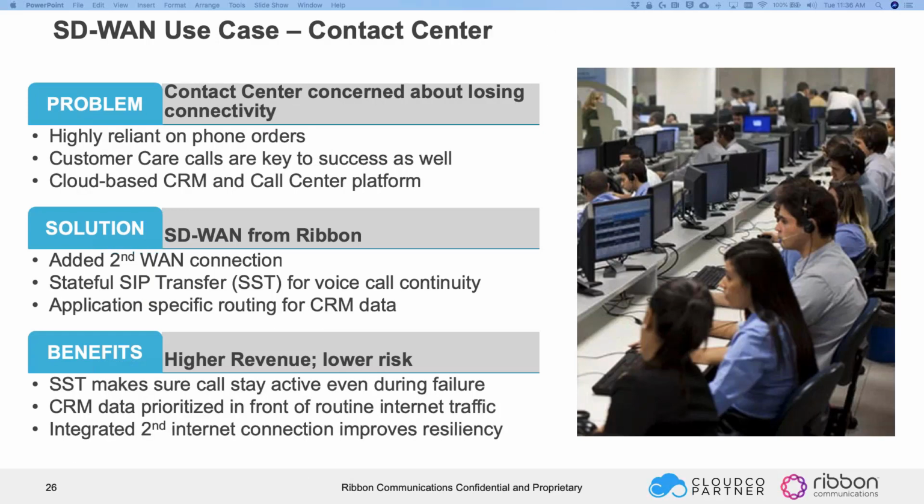Contact center, I think, is fairly straightforward. If you're running a contact center, there's a tremendous amount of money sitting in that contact center, whether it's an orders-based contact center or customer support-based contact center. It is the face of your business. It's the way you're going to get revenue from people calling in. Not only just voice calls, but applications, right? If they're using a cloud-based CRM, if you're providing them a CRM, you want to make sure that that data is prioritized, but also you want to make sure that that voice is solid. So again, by adding a second WAN connection, by taking advantage of the stateful SIP transfer for continuity, and then ultimately using application prioritization to prioritize your CRM application.